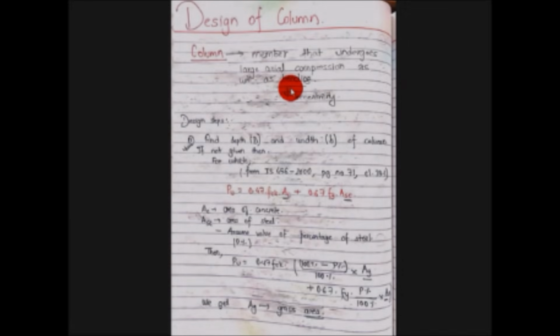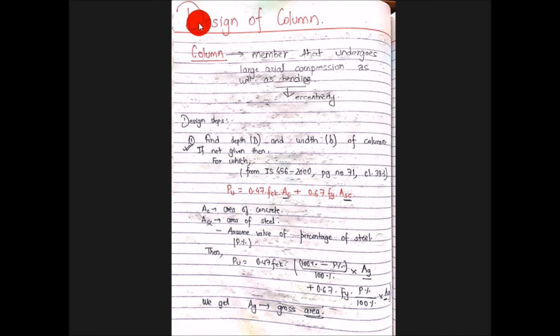So welcome to another video series on RCC, and in this video we'll be discussing column and design of column. So what is a column? A column is a member that undergoes large axial compression as well as bending, and the bending is due to the eccentricity of loading, that is, the loading is an axial load. Let's write the design steps.